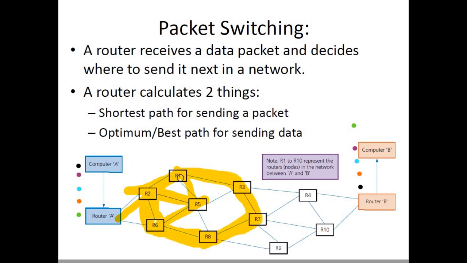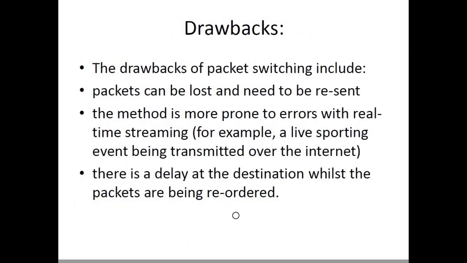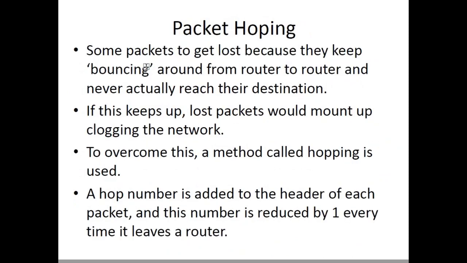moving in a circle because each router independently decides on which path to send the packet. So sometimes the packets are stuck in a loop or a circle. Instead of reaching the destination, they keep on moving in the same place or between a few routers. If this keeps up, lost packets would mount up, clogging the network. They are going to eat up all the available resources in the network and every line is going to become clogged or traffic jammed.